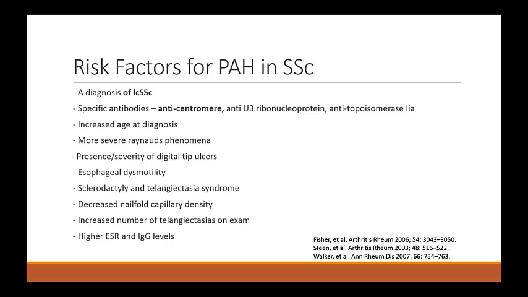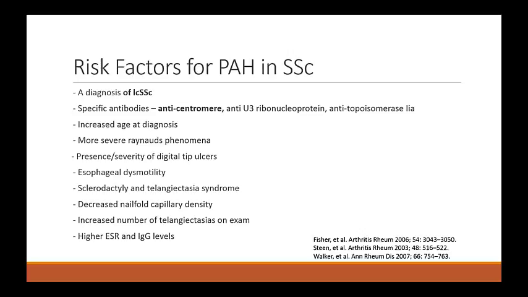These are the risk factors for PAH. So again, having limited disease that ties in with the anti-centromere antibody. And then a lot of these are clinical manifestations that you can see with the limited form of disease. So things like esophageal dysmotility, sclerodactyly, telangiectasia, so a lot of vascular phenomena. And interestingly, here a higher ESR and IgG level was also known to be a risk factor. But of note is having limited form and having the anti-centromere antibody.